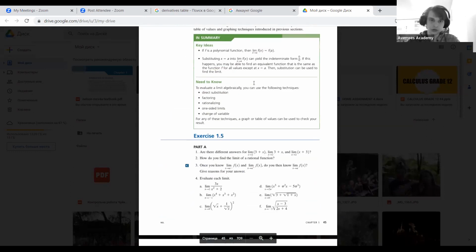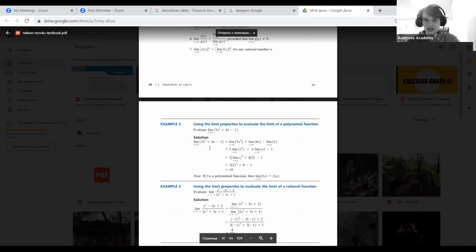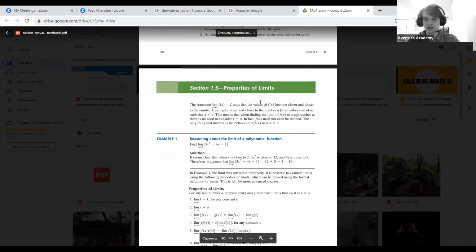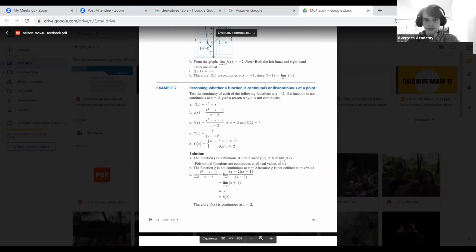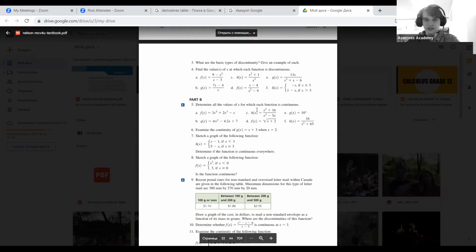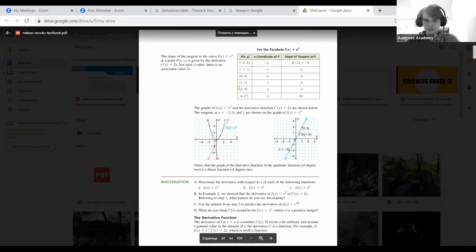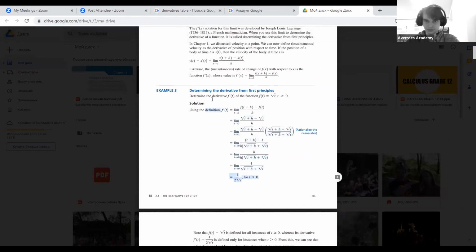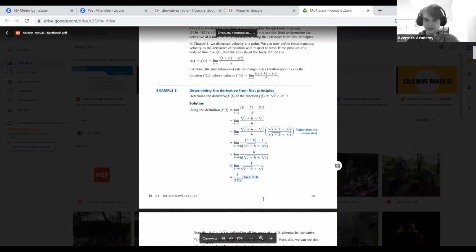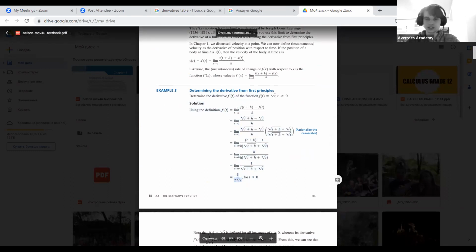I want you to work on your own a little bit, just practicing the exercises, okay? Here are examples. I want the properties of limits. Where is it? Here are the derivatives. No continuity. Here. You see, they have plenty of examples, where here, for example, they've been finding the derivative of a root function using the limit definition.